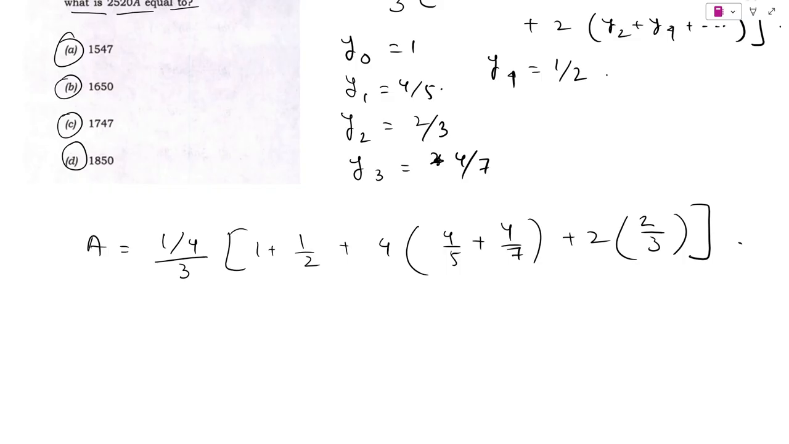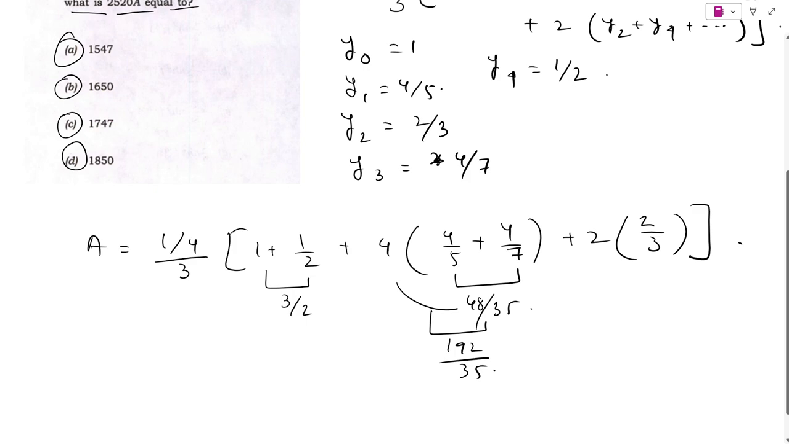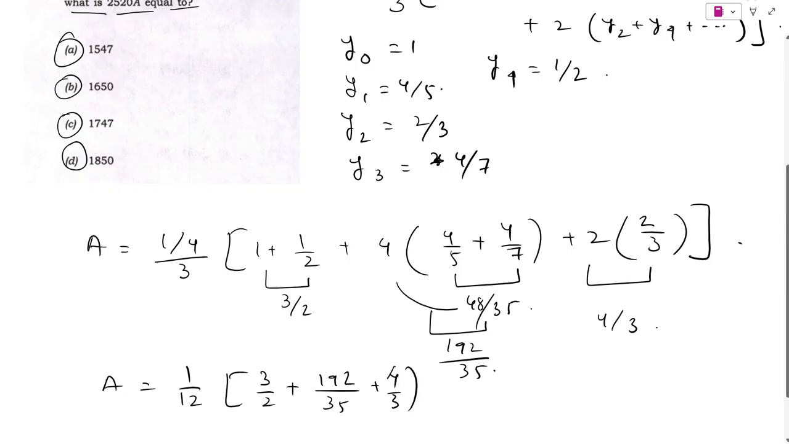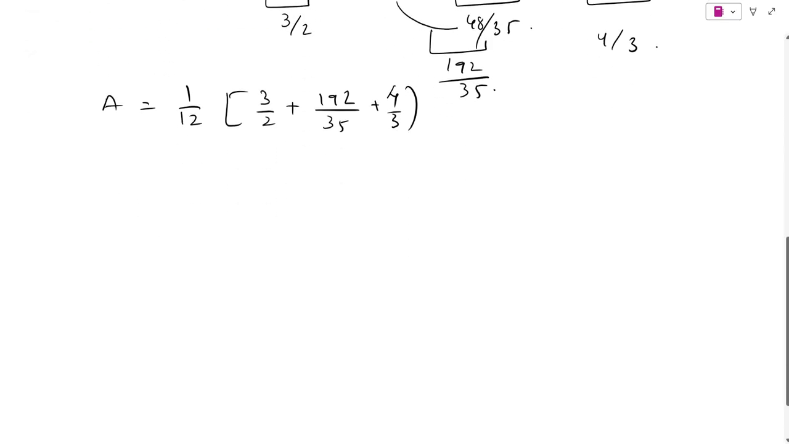First, 1 plus 1/2 is 3/2. Now 4/5 plus 4/7 is 48/35. Multiply by 4, and this gives us 192/35. Now 2 into 2/3 is 4/3. So A will be equal to 1/12 into (3/2 plus 192/35 plus 4/3). Okay, now add the fractions.